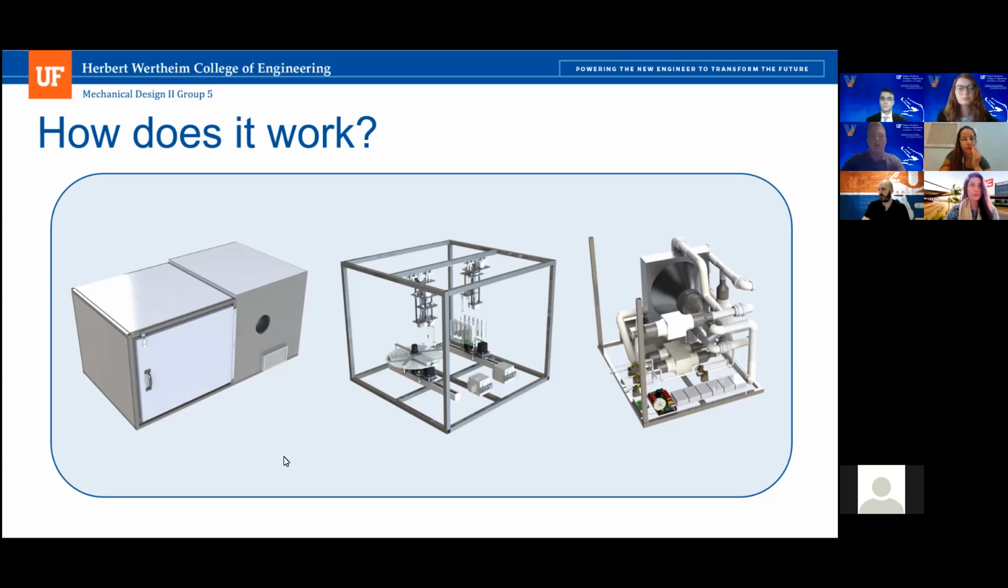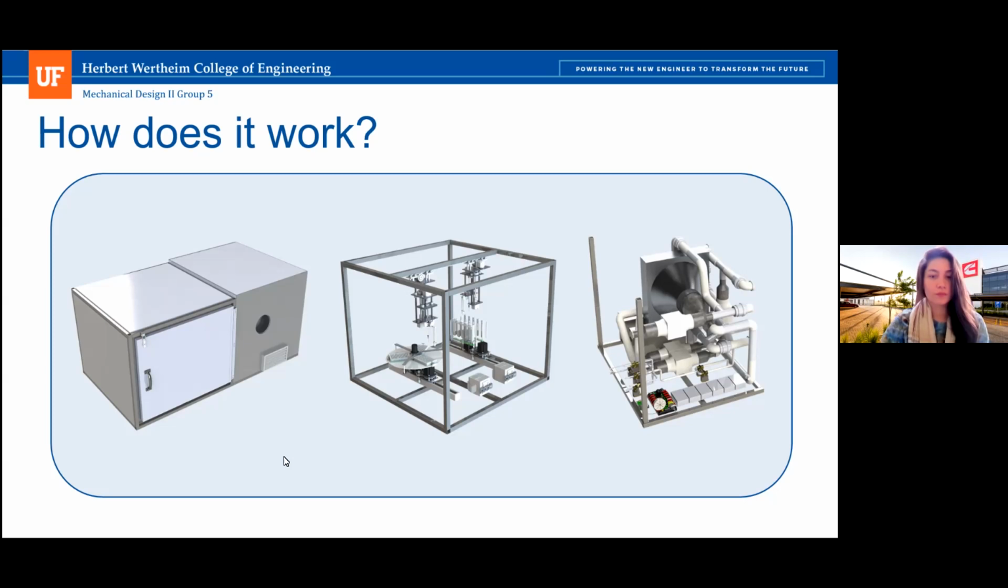And then over here on the far right is our HVAC system, along with some components of our user interface that you can see inside here as well. Next slide.